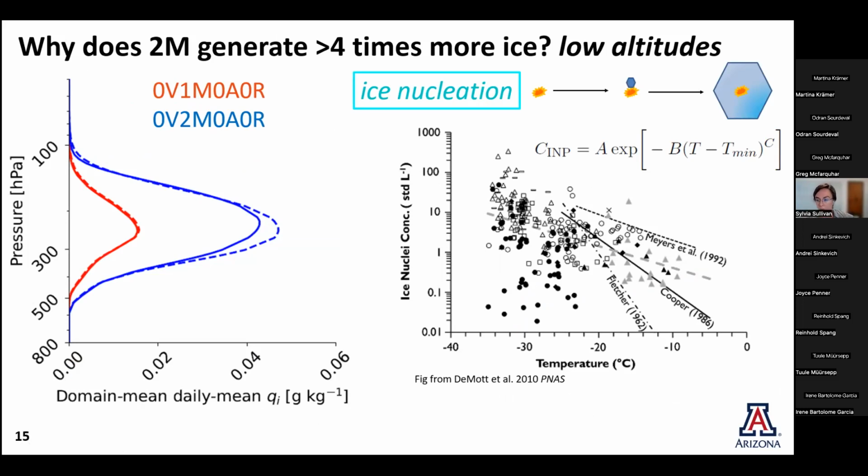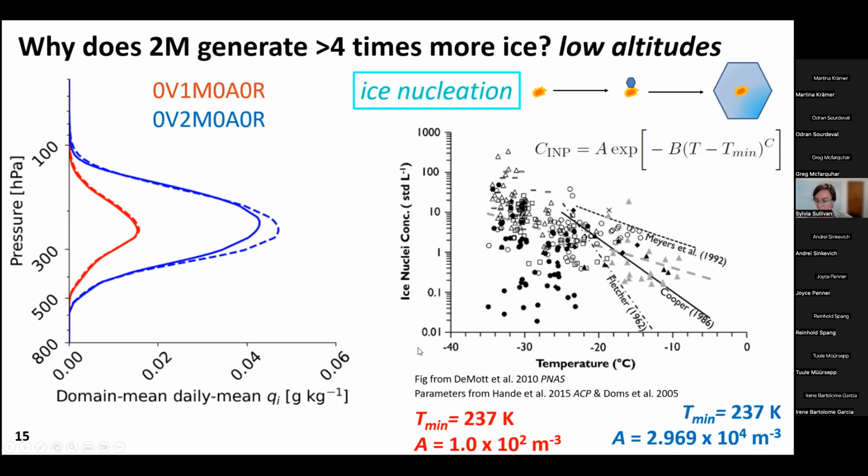So if we're only representing this as a function of temperature, then we have quite a bit of uncertainty, for example, in this prefactor A. And that manifests then if we look at the parameter values in the 1 moment scheme in red versus the 2 moment in blue. So the prefactor, which we can understand as an efficiency of heterogeneous nucleation, is 2 orders of magnitude larger in one scheme than the other.